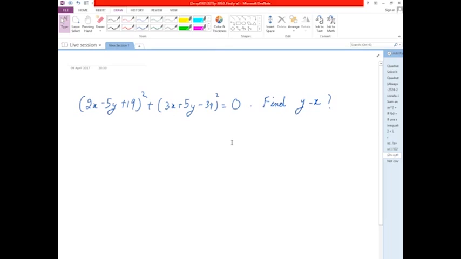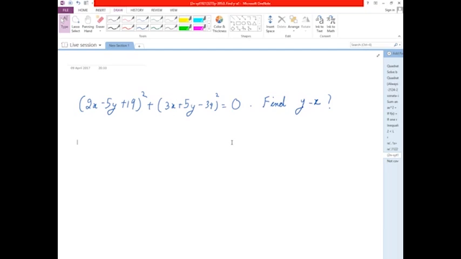There's this question here. 2x minus 5y plus 19 square plus 3x plus 5y minus 34 square equal to 0. You need to find y minus x. Now, it's not exactly a quadratic equation, but I thought it's important to expose you to such questions. It's just a small trick involved. Better to know it than not know it in case something comes.